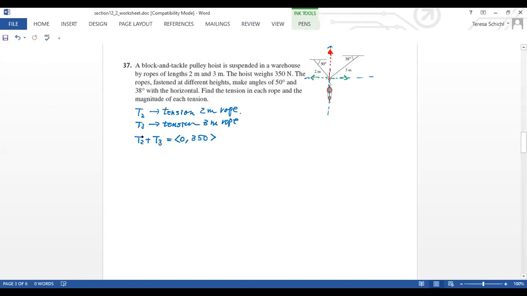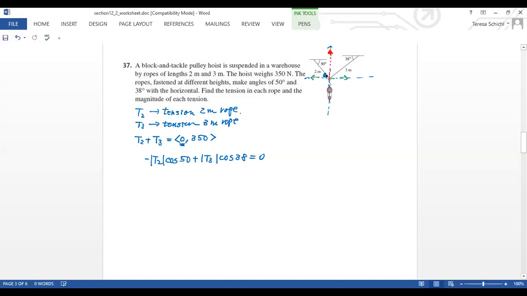So I need to find T2 and T3. The tensions here are T2 and T3. For the first coordinate, the X coordinate, I know this will be negative T2 cosine 50, plus T3 cosine 38, is equal to 0, because this angle is 50.